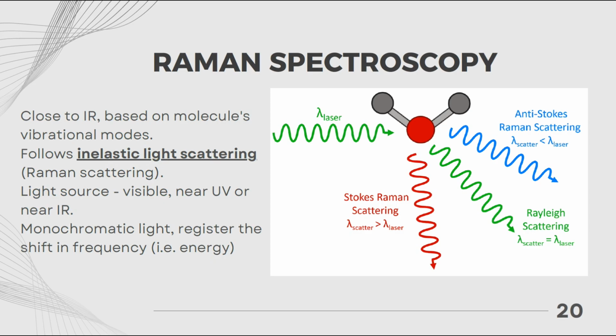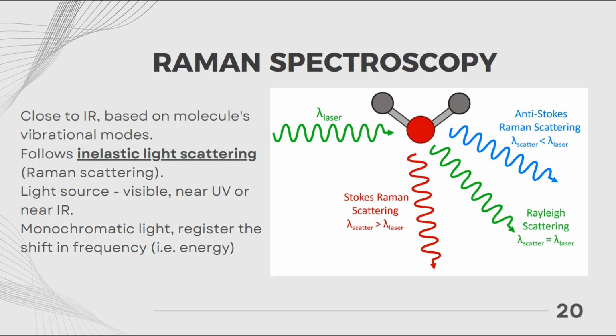Wavelength of the photon is smaller here. So in Raman spectroscopy we follow this blue one and red one. So we follow inelastic light scattering. It means that something happens, either energy addition or emission.